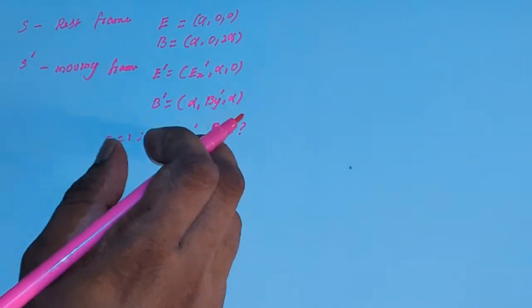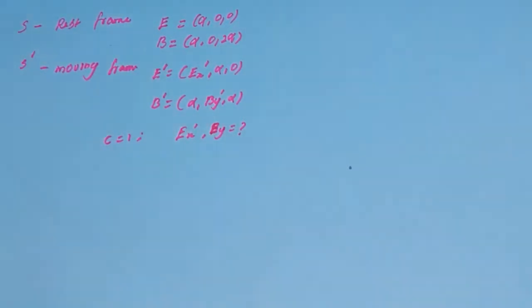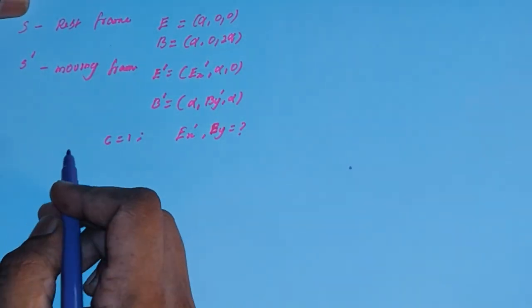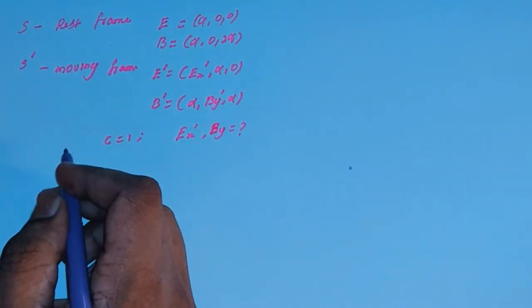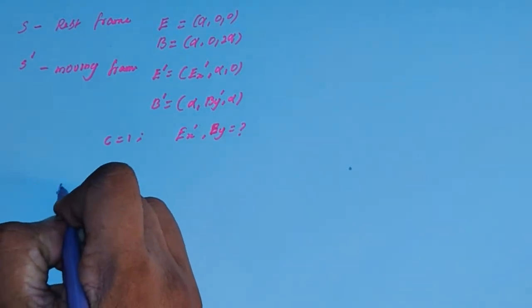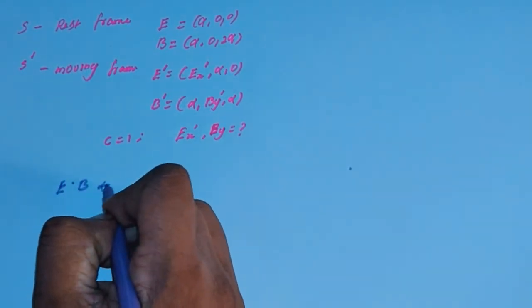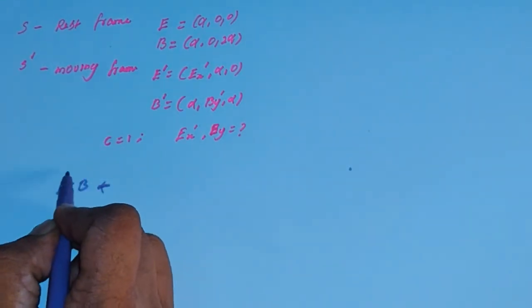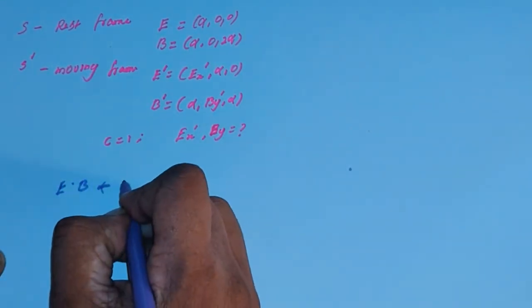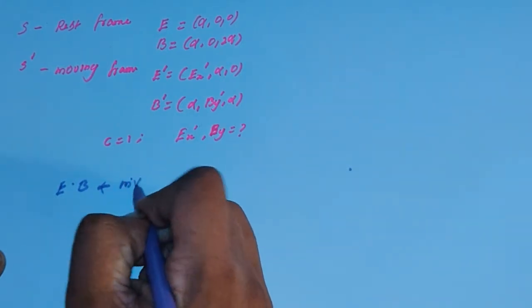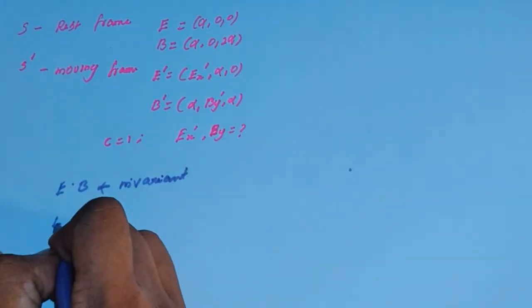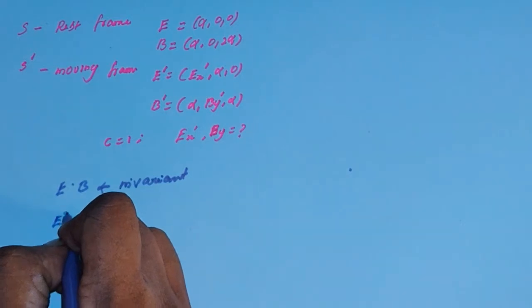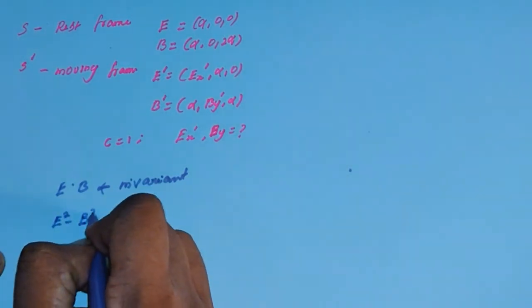We are going to solve this problem by using the invariant quantities. We know the invariant quantities when measuring the electric and magnetic field in the rest frame or the moving frame. There are two invariant quantities we need. The first is E dot B, it is invariant. That means whenever you measure E dot B in the rest frame, it will be equal to E dot B in the moving frame. Another invariant quantity is E square minus B square.